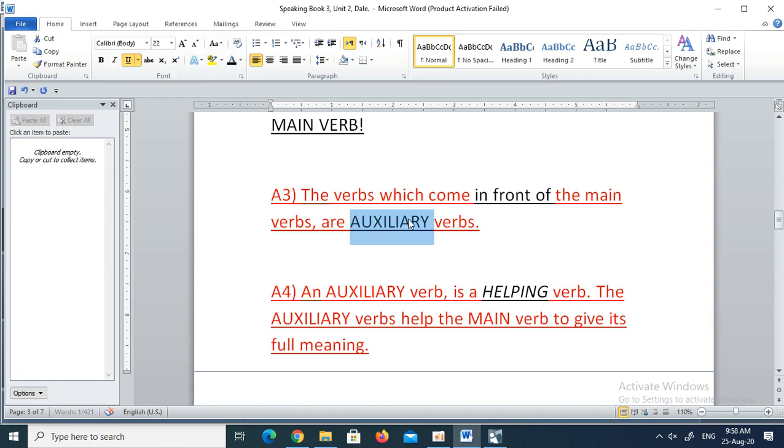Okay, all please say that word after me. Auxiliary. Auxiliary. Okay, we covered this last week, and as I said to you last week, an auxiliary verb is a helping verb. The auxiliary verbs help the main verb to give its full meaning.